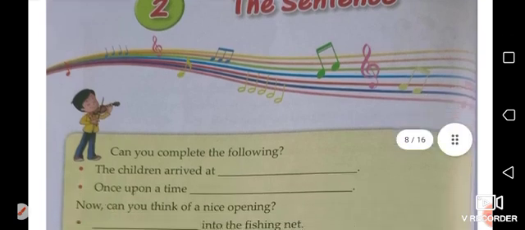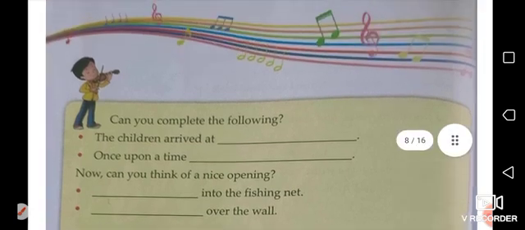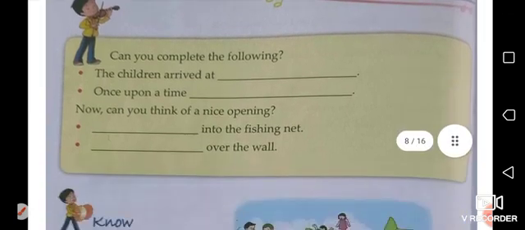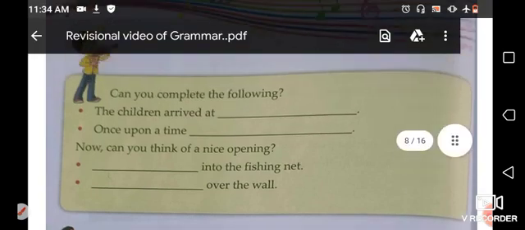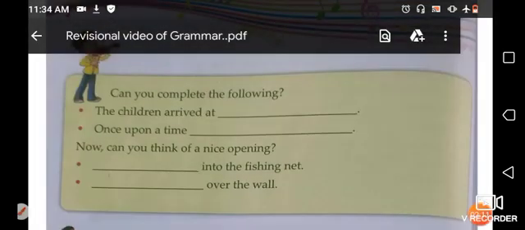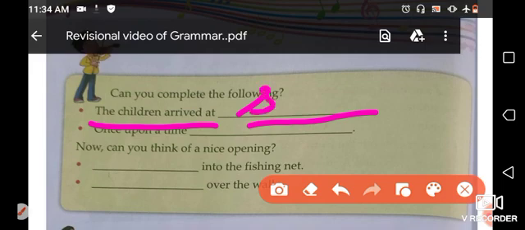Firstly, look at this box that is given in your book in chapter number 2. Can you complete the following? Here four incomplete sentences are given. You have to complete these sentences, and you can write anything to complete them. The first one is: the children arrived at dash. Where did the children arrive? You can write: the children arrived at school.